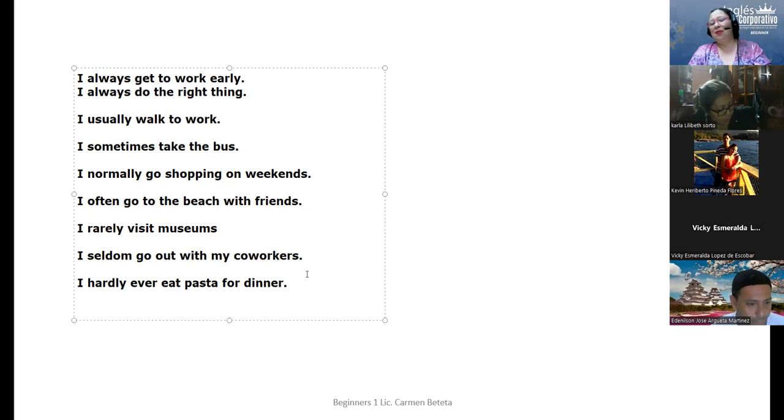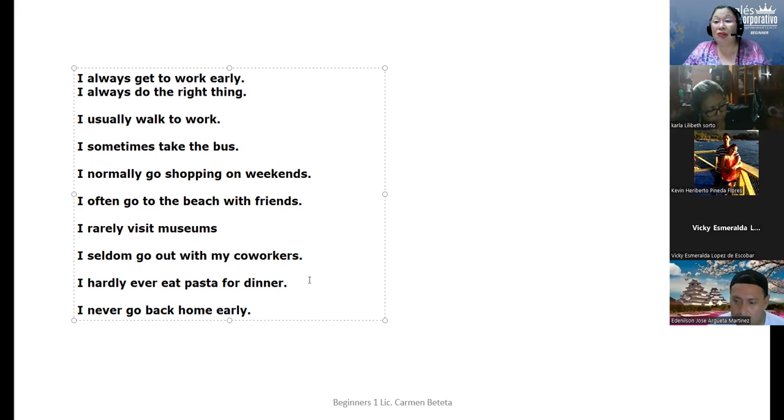También podríamos decir, por ejemplo, I never. Ese sería lo negativo. Yo nunca. Okay? I never go home early. Okay, I never go back home early.